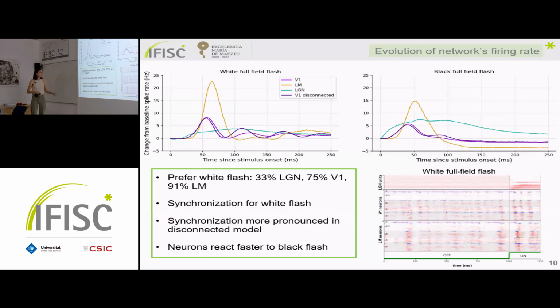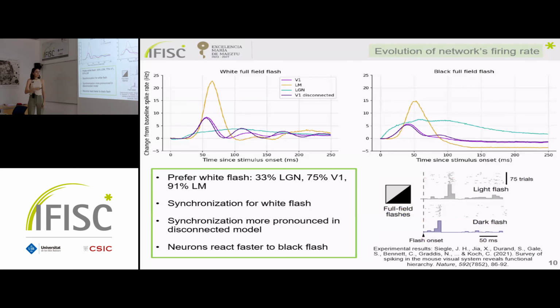We also notice that neurons react faster to the black flash than to the white flash. You can see that the peaks here happen after 50 milliseconds, and here they happened before. And this is something that has also been observed experimentally, which I think is a very important result, because you need to take into account that the model was not trained with flashes, only drifting gratings and gray screen.